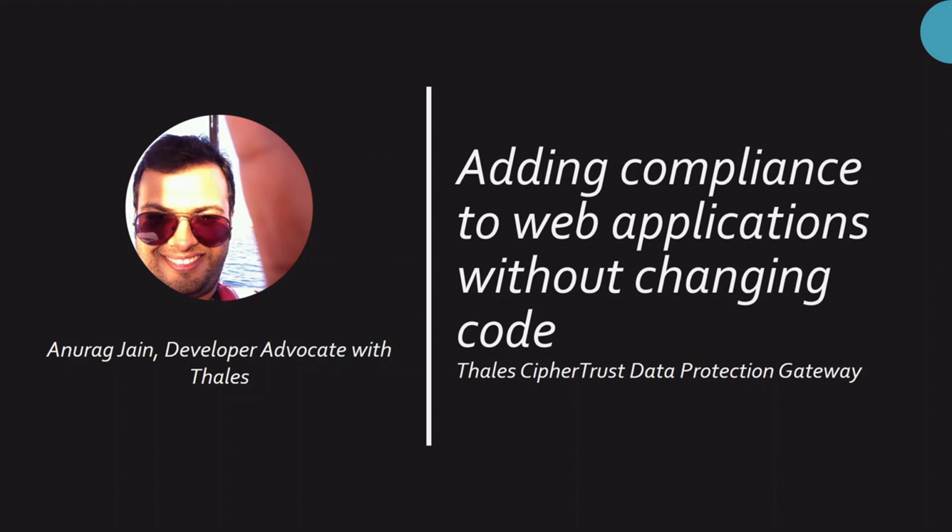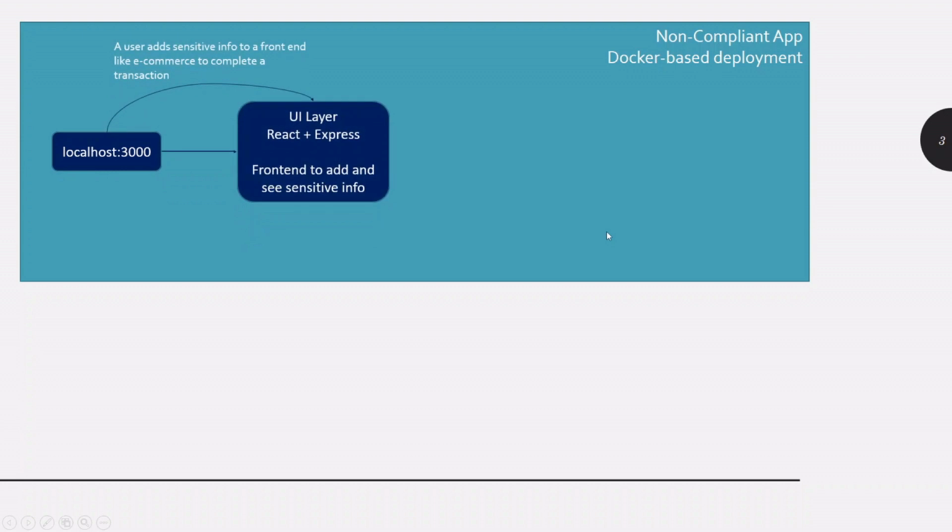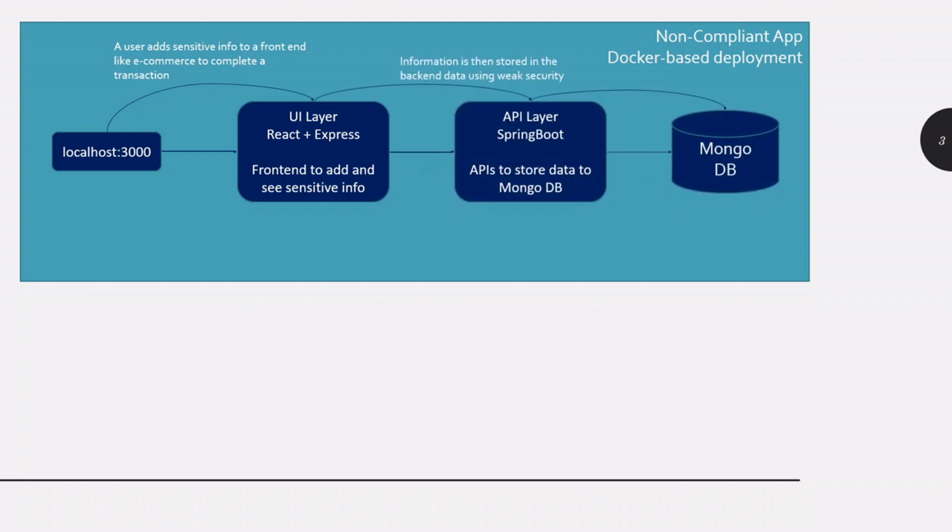In this second part of the video series on adding compliance to web applications without changing code, we are going to look at the UI layer that will provide an interface for the user to input the sensitive information, and for a backend user to view the user information in plain text. In the last part, we created the API layer using Spring Boot that was storing the information in the backend Mongo database. In this part, we will be looking at a UI application written in React and Express that will interact with those APIs that we created in the first part.